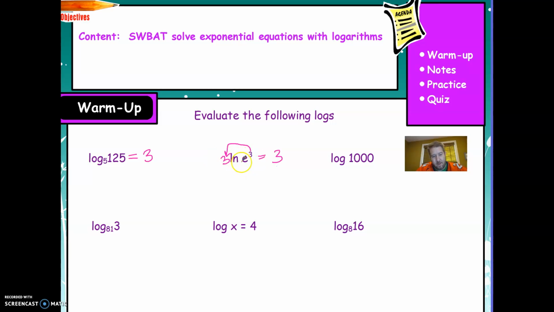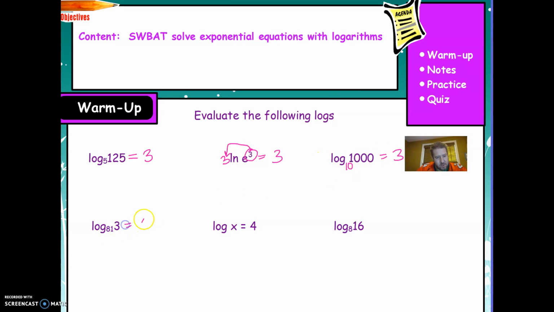Or you can just remember that if these are inverses of each other, then that's always going to be your answer. This is really log base 10 of 1,000, so that would be 3 as well, because 10 to the third power is 1,000.